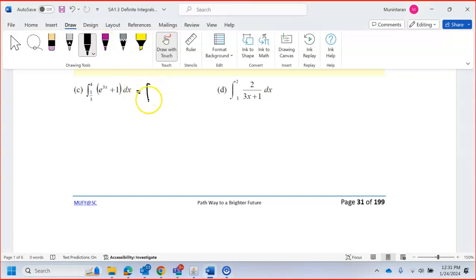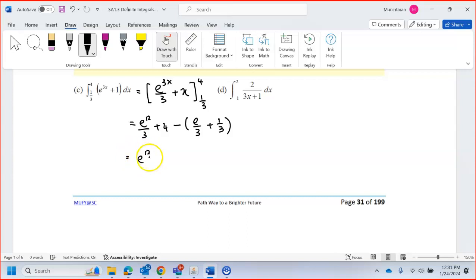Okay, so that should be giving you e^(3x) over 3 plus x, for 1 over 3. Sub the 4, that will be e^12 over 3 plus 4, minus, kindly use bracket, e over 3 plus 1 over 3. So we can simplify a bit. Four minus 1 over 3, 4 is 12 over 3, so there's 11 over 3.